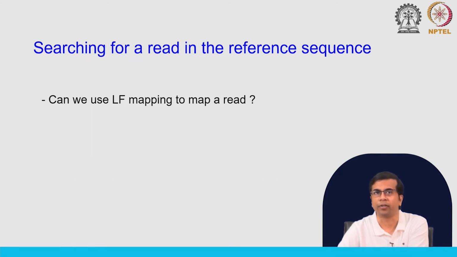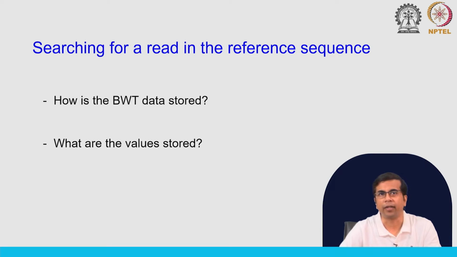So, how do you search actually? The question is, can we use this LF mapping to actually align a read to the reference sequence? Okay. So, we will see if we can do that. First, let us discuss what is actually stored in this Burrows-Wheeler transform. After we have done the transform, how is the data stored, and what are the values that are stored?